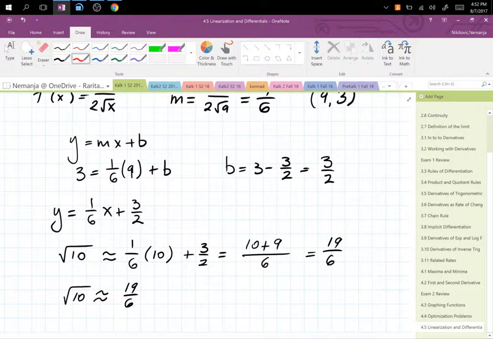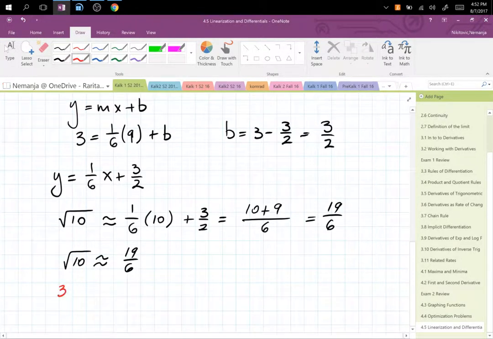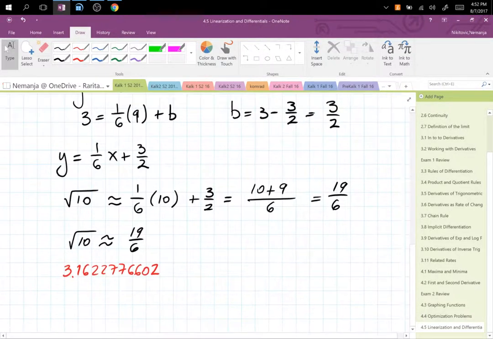Just to verify things. The square root of 10, the calculator says, is 3.1622776602. That's what the calculator gives me. And 19 divided by 6 is 3.1 and then 6 forever. Look where it's off. 4/10 of a cent.